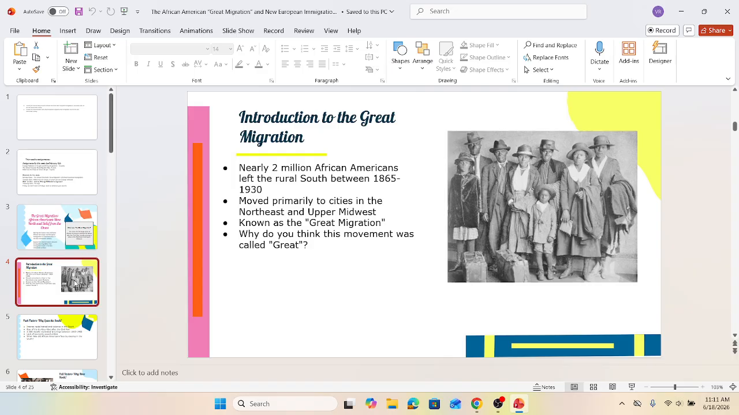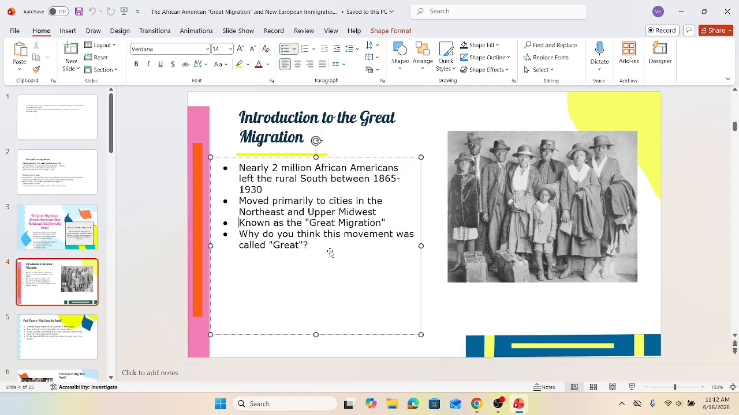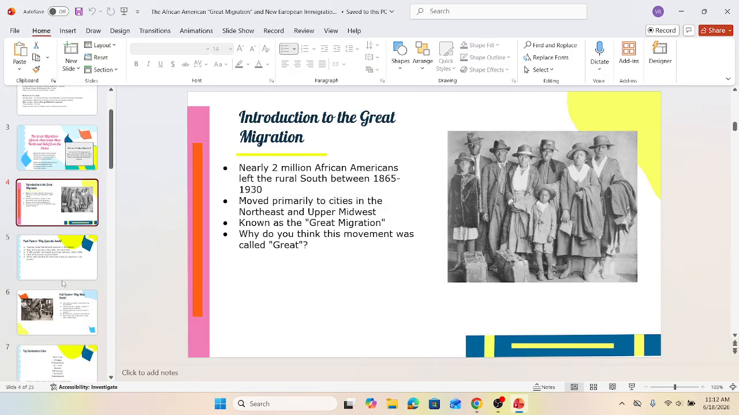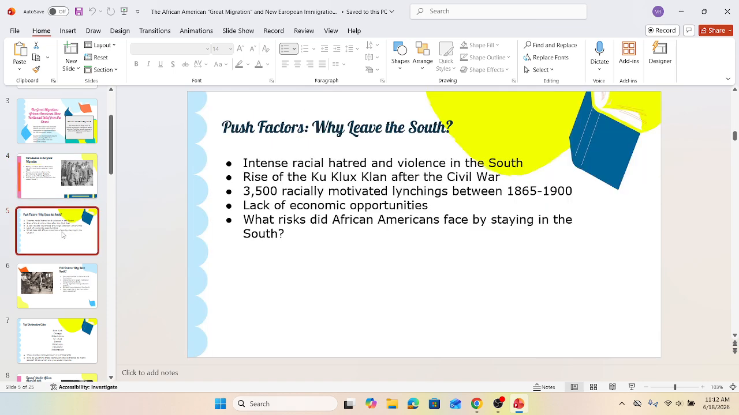So continuing to talk about the second half of the 1800s. Lots of things going on. The Great Migration was this major wave where nearly 2 million African American people left the rural South and moved north over some decades, roughly between 1865 and 1930. They moved primarily to cities in the Northeast and Upper Midwest, and it's known as the Great Migration, largely due to the volume of people that moved. So we're going to talk a little bit about why they left the South and why, when they left the South, they came to the North.